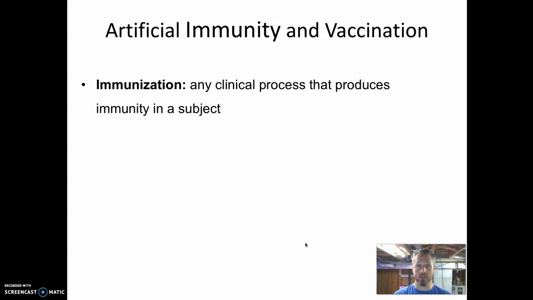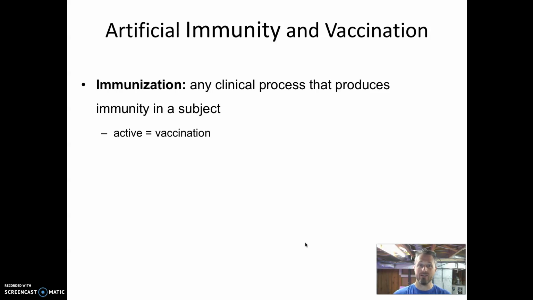pieces of terminology there. So first, you might run across this terminology, immunization. Immunization is a term that refers to any clinical process, so any medical procedure that produces immunity in a patient. So there are several different kinds of immunization, and vaccination is just one kind of immunization. So immunization, again, stimulates immunity. It's caused through a medical procedure. So we call that artificial immunity.